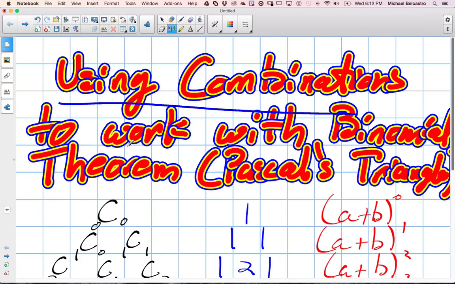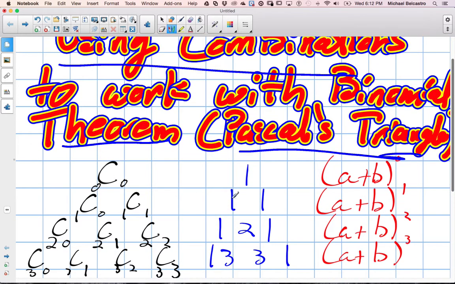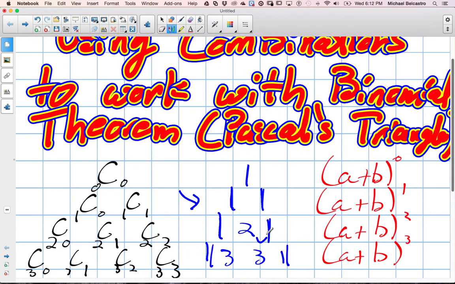So we're going to use combinations to work with binomial theorem, which is like Pascal's triangle. So we're going to try to relate some ideas here. Pascal's triangle is what we have here. Essentially, we always have a 1 on the outside of the triangle, and then you continuously add the middle terms to figure out what the next ones are.